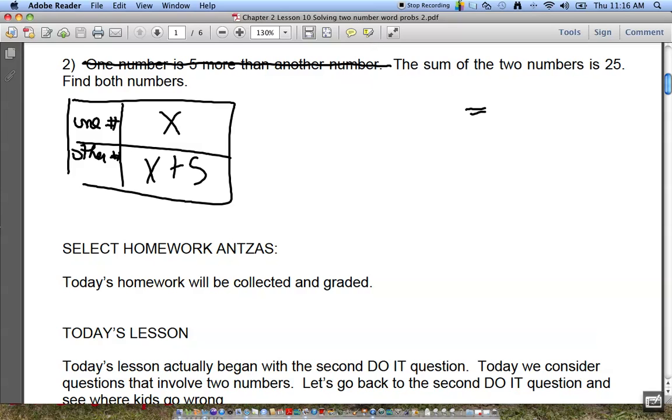Now, talk to me. Sum. What operation is sum? Everybody. All right, what am I adding in this? The sum of the?